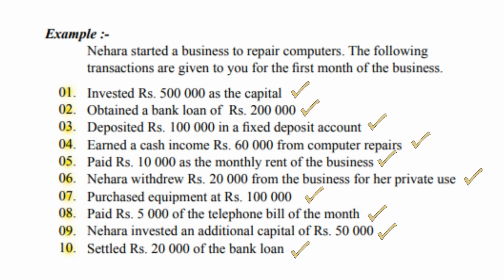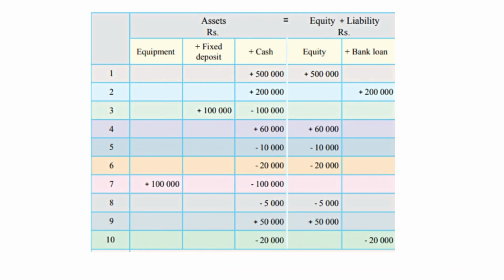Now here rupees 20,000 is taken from cash and bank loan is paid. Therefore cash minus 20,000 and also bank loan minus 20,000. Since we have settled it, our liability is decreased. Now let's balance them all under relevant columns.